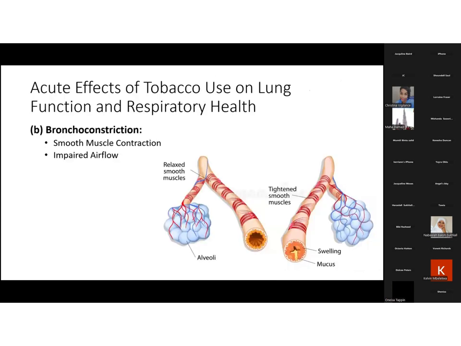Bronchoconstriction. As I mentioned before, nicotine stimulates the release of acetylcholine at the neuromuscular junction, activating muscarinic receptors on the airway smooth muscles, and this leads to bronchoconstriction as well as decreased airflow. The reduced airflow, particularly during exhalation, makes it difficult for individuals to breathe deeply. This results in, again, shortness of breath, coughing, wheezing, chest tightness, even in somebody who does not have a pre-existing lung damage or lung condition.